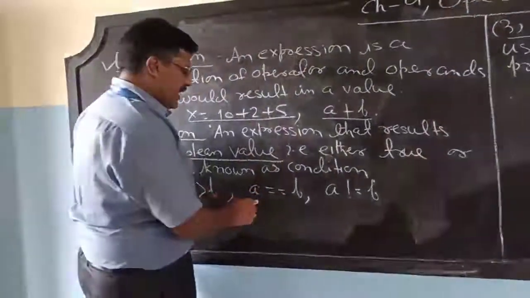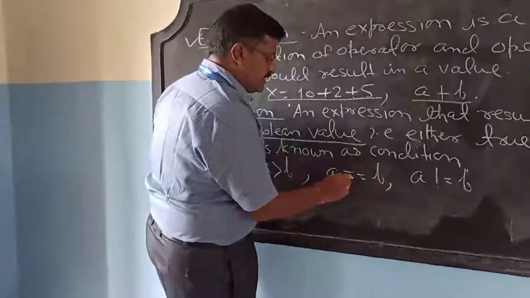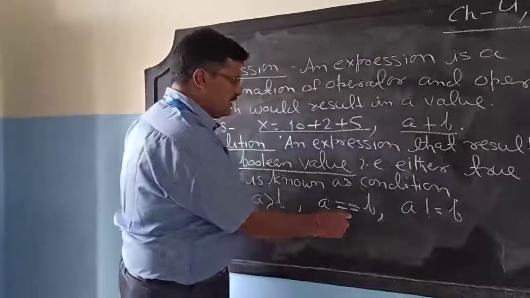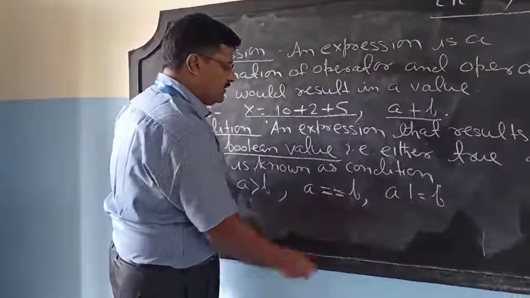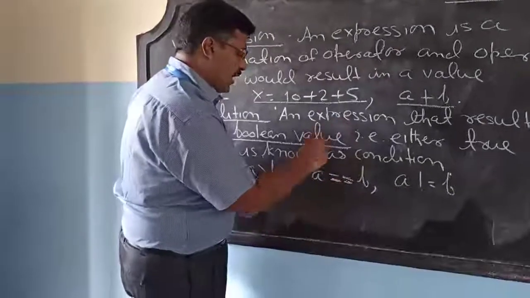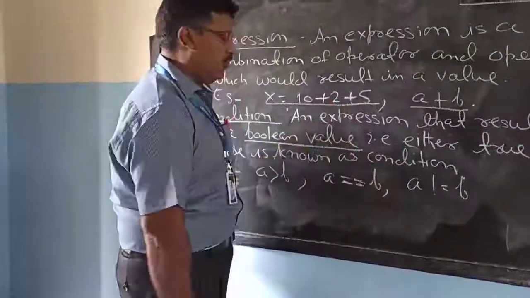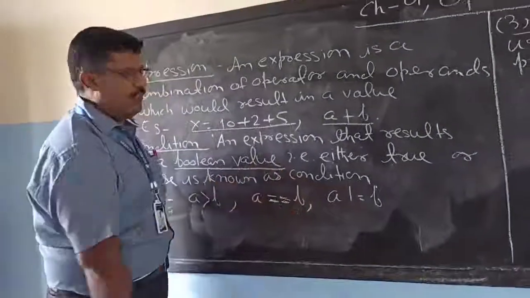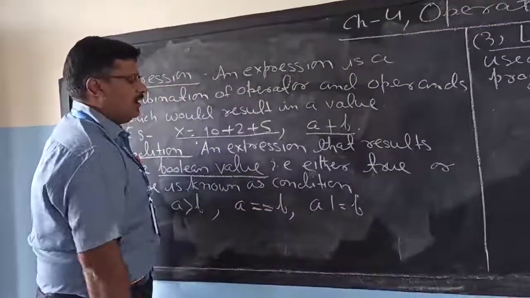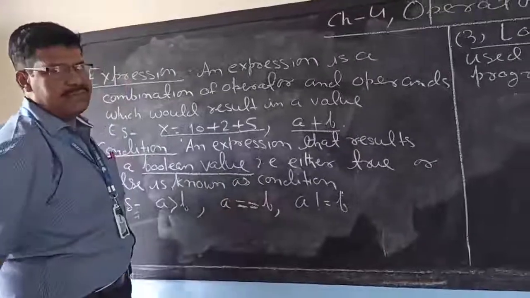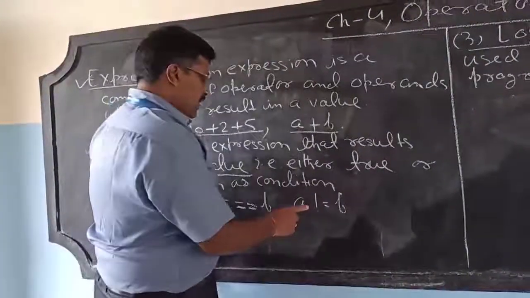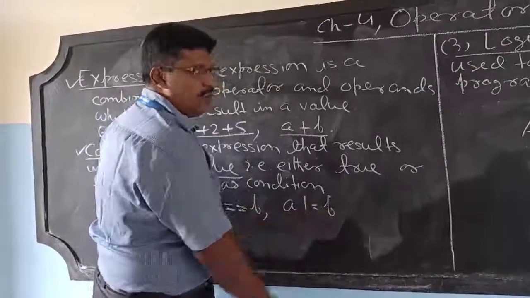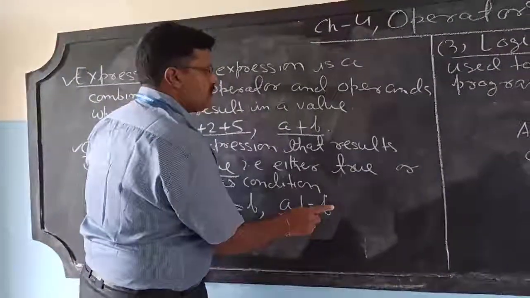In the same way, if A equal to B, see, this is the relational operator, equal to. Already I have taught you, this is the relational operator equal to. What it is doing is comparing whether the value of A is equal to B or not. If the value of A is equal to the value of B, then the output will be true, otherwise the output will be false. Alright. Next one, A not equal to B. If A is not equal to B, the output will be true, otherwise false.